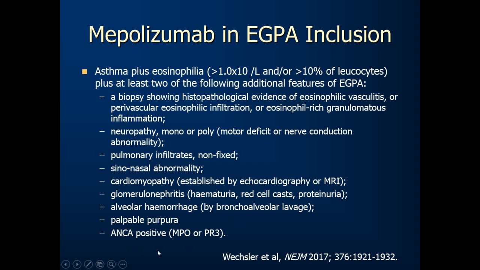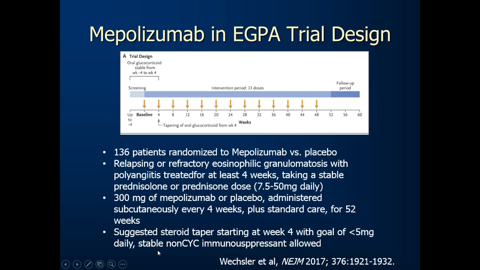So they didn't necessarily have to be ANCA positive. And what they did was they also set up a way of tapering down steroids. Patients had to be on at least 7.5 milligrams of prednisone a day, up to 50 milligrams a day to get into the study. And then they would wean their prednisone based on how much they were on. So if you're only on 7.5, after the 4-week mark, over the next 4 weeks, the table sort of guides you to get them down to 4 or less milligrams.